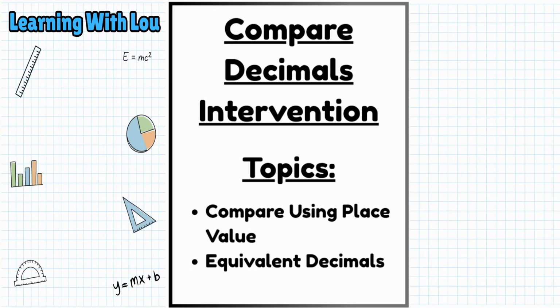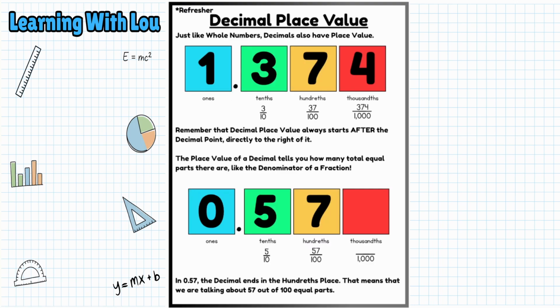Today we're going to talk about comparing decimals using place value and how to identify equivalent decimals. So just a very quick refresher, because we're going to be focusing heavily on decimal place value, you do have to know that to the left of your decimal point, you have your regular place value, ones, and then it would just continue, tens, hundreds, thousands, and so on.